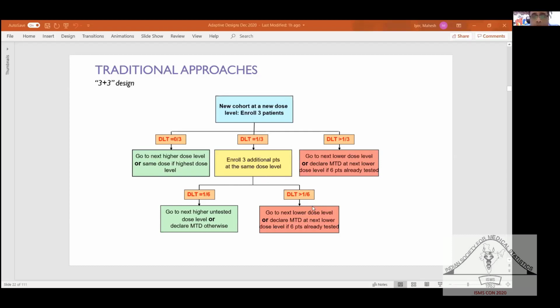This is what you do if you get 1 out of 3 in the first set of 3. Now what happens if in the first 3 only you get more than 1 out of 3, like 2 out of 3 or 3 out of 3? Then you stop there only. You don't add 3 more patients. You stop right there and you say either go to a lower dose or you declare the lower dose itself as what they call the maximum tolerated dose, MTD. Does that make sense? 3+3 design?